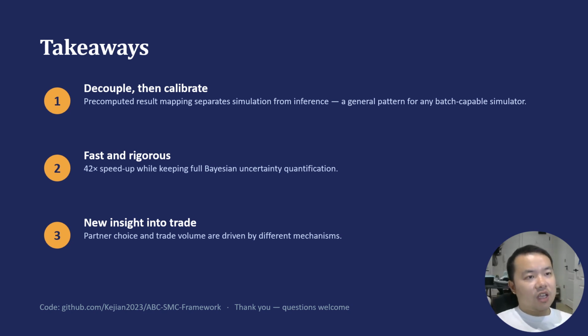So finally, our pre-computed result mapping strategy separates simulation from inference, and it works for every simulation that supports batch runs, not just NetLogo. Second, we got a 42 times speedup without losing statistical rigor. Third, the results give us a new insight: trade partner choice and trade volume seem to be driven by different mechanisms. The code is open on GitHub.